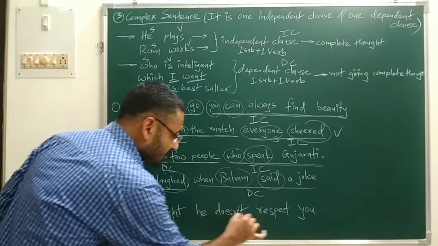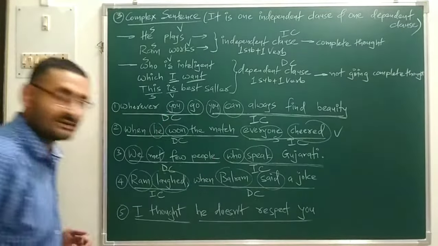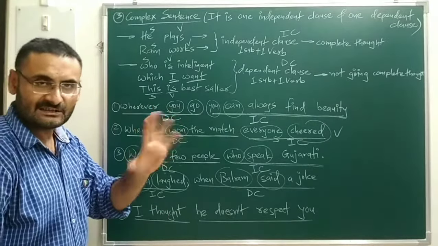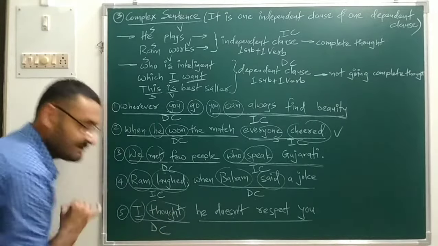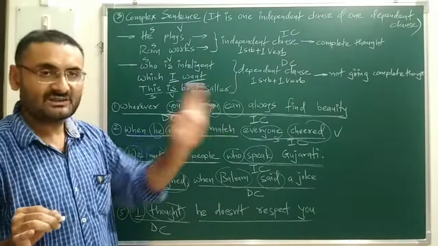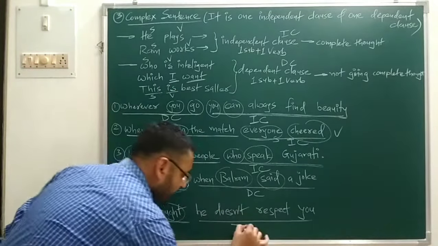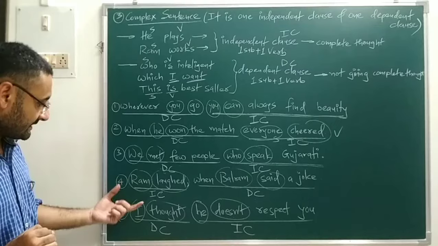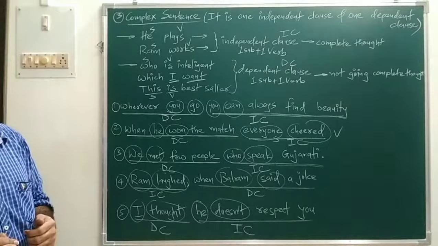Last sentence: I thought he does not respect you. I thought is one clause, he does not respect you is another clause. I thought, what did you think? The meaning is not clear. That is why that is your dependent clause, in which one subject and one verb are there. Next clause is he does not respect you. The meaning is clear, that he is not respecting you. So we can understand the thought. That is why it is your independent clause, in which one subject and one verb are there. So in a single sentence, the dependent clause and independent clause are present. So that sentence is a complex sentence.